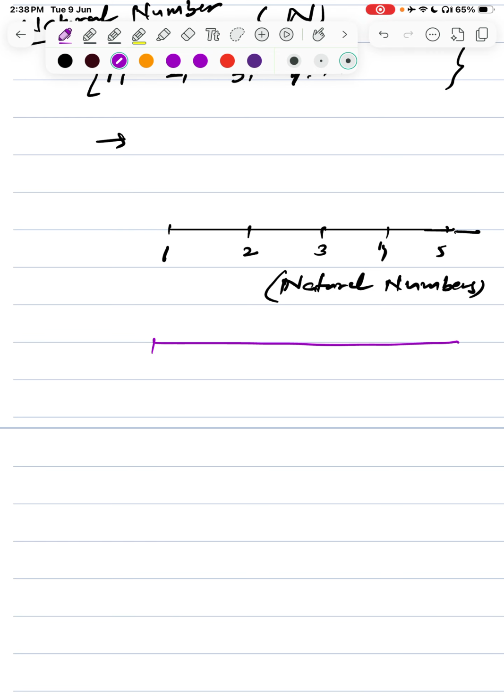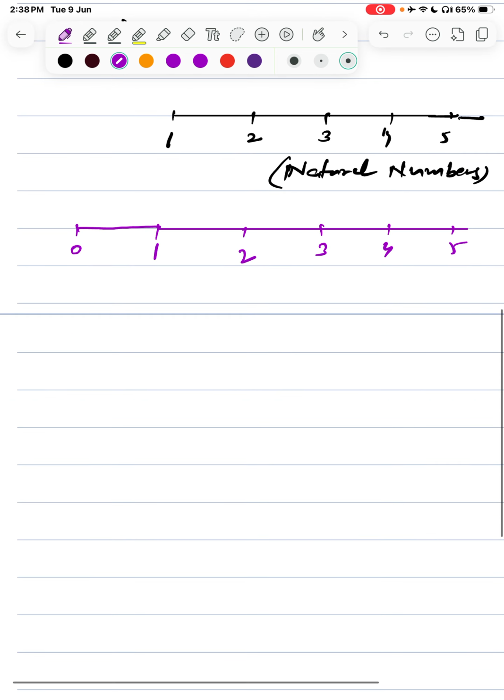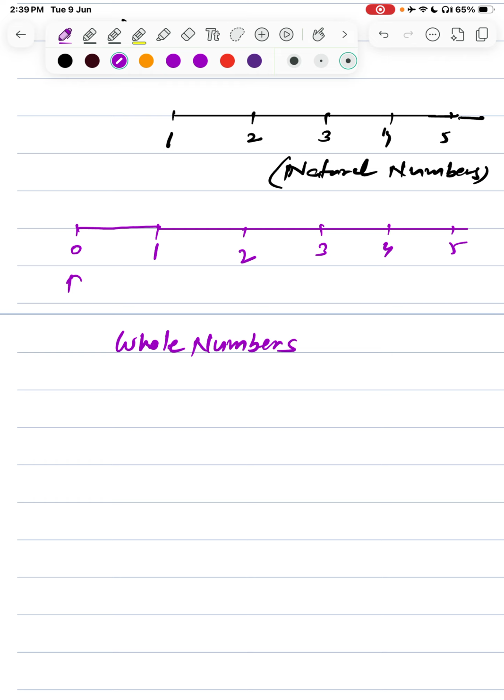The rest of the system will remain the same, and I'm adding one more number into it, that is 0. If I'm adding this number 0 into the system which was already there, that is the natural numbers, then we call the collection of all these numbers the whole numbers. We denote it by W.